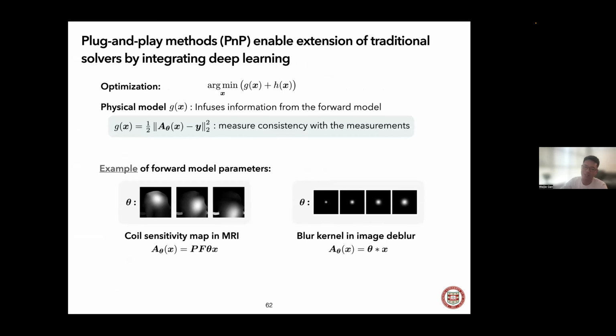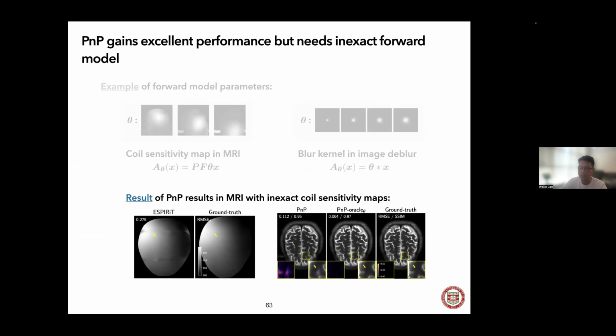So, okay, now we can go back to the PnP. In PnP, besides the denoiser, another important piece of PnP, or let's say the maximum a posteriori estimator or the optimization, is the data fidelity term. However, in many imaging inverse problems, in this data fidelity term, or more specifically in the forward model A theta here, you have something we call a forward model parameter theta. Let's say in MRI, you have a coil sensitivity map, and in image deblurring, you have the blur kernel. You don't necessarily know the exact information of theta. And if you don't know it, the result could be suboptimal.